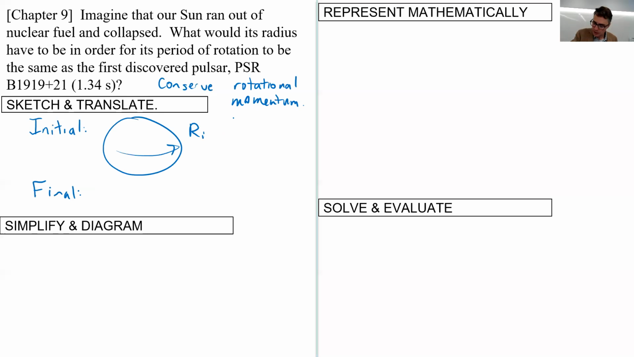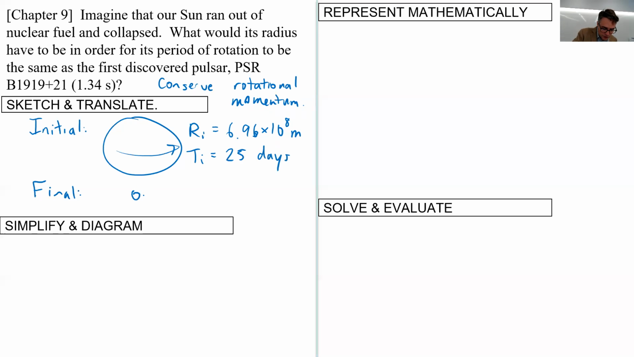I've looked it up on Wikipedia. The radius of the sun is 6.96 times 10 to the 8 meters. So it's quite large, 696 million meters or 696,000 kilometers, much bigger than the Earth. And then it has a T initial of 25 days. That's the rotational period of the sun.